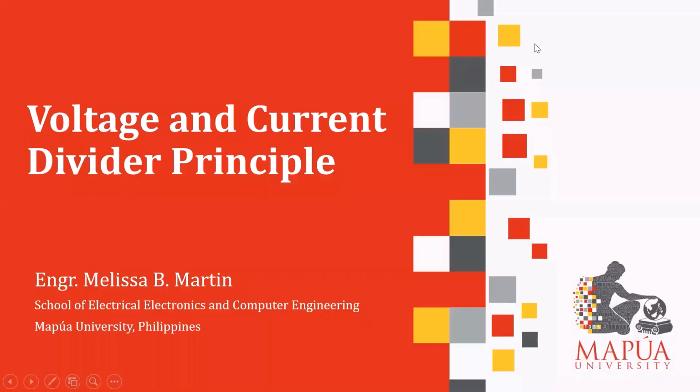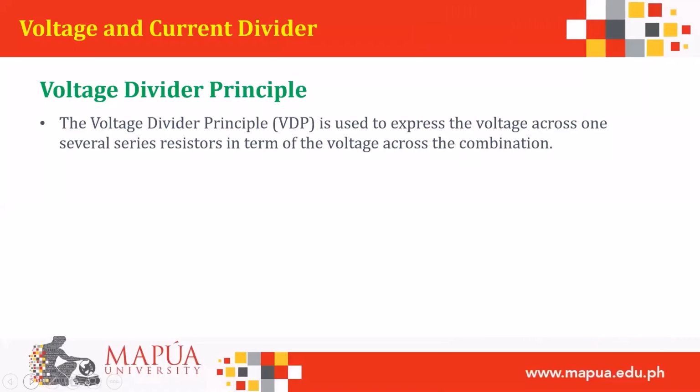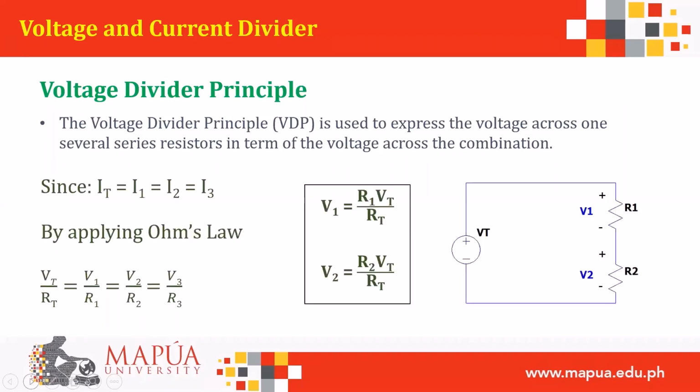Hello, today we're going to discuss voltage and current divider principle. So when is it being used and how? Let's start with voltage divider principle. If the connection is in series, then you can get the voltage drop across each resistor without getting the current. In a series connection, we have only one current, right? Current is constant.